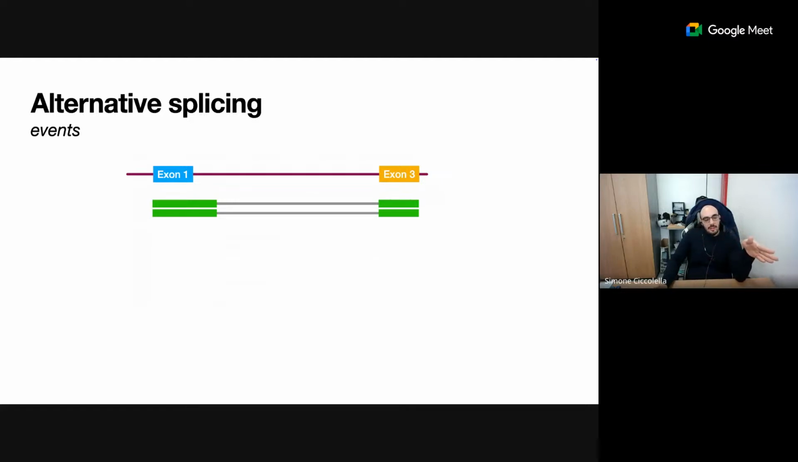We can also have points in which, for example, one exon extends over what is in the annotation. And in this case, we would call this an alternative splice site, in this case on the 5'. And similarly, we can have the symmetric on the other side and have an alternative 3' splice.